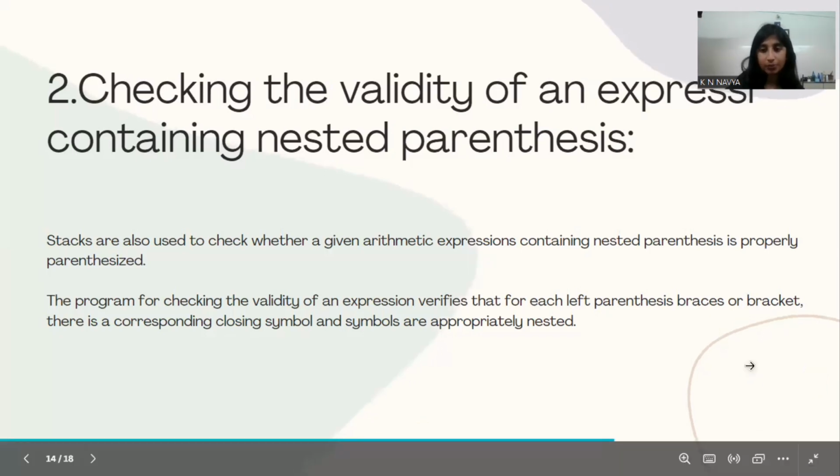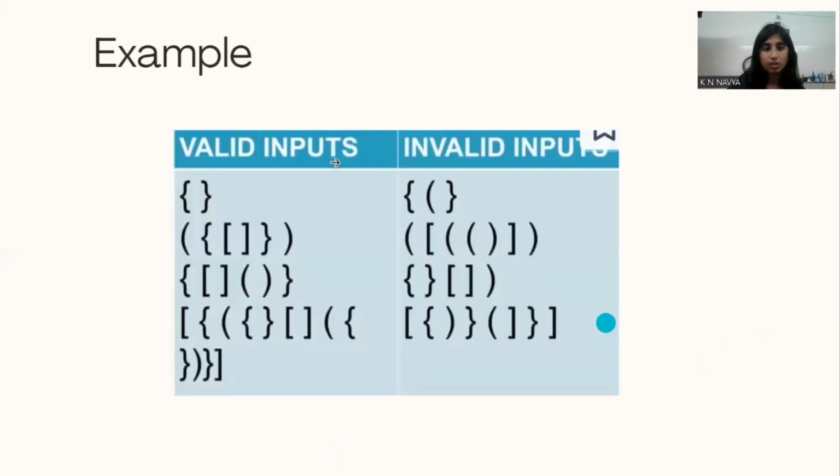Let's see how this actually works. Here I have given two inputs. Here are the valid inputs and invalid inputs. We always need to add the parentheses or brackets properly to have a valid output. And here we use the stacks.